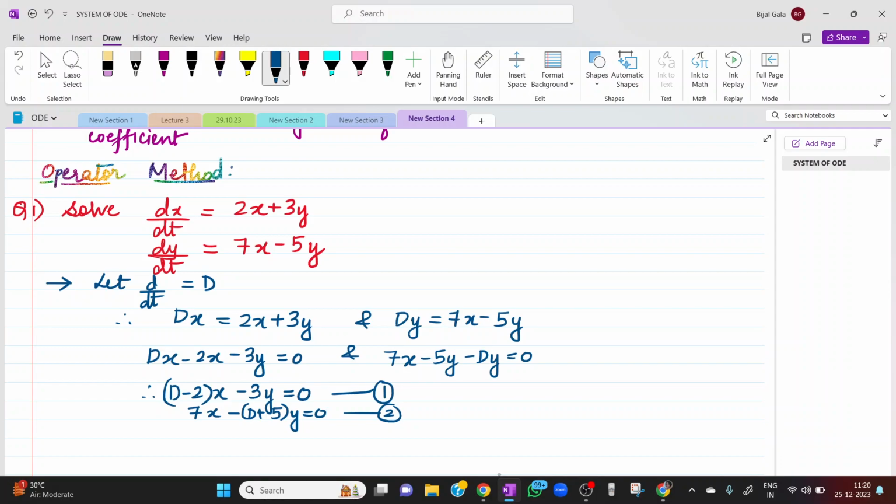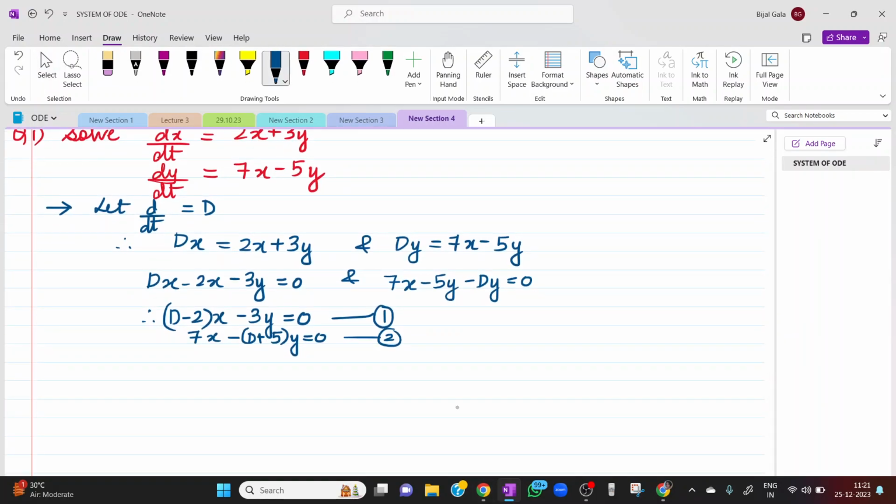Because if this is clear, after this we are going to use basic algebra, the normal solving of two different equations, the equating coefficients method. Okay, so let's use that. What we are going to do here is we either make the coefficients of x equal or the coefficients of y equal. So if I decide to make the coefficients of y equal, I'll multiply the first equation with D plus 5 and the second equation with 3. So basically you're again operating the operator here.